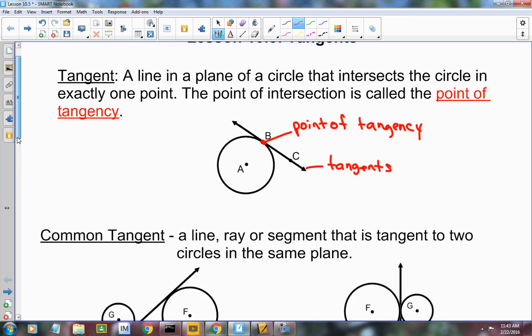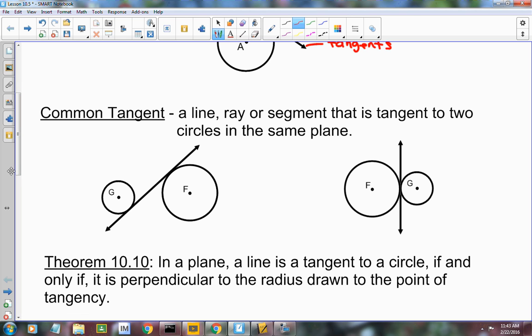All right, and we can have common tangents. And a common tangent is when a line intersects two different circles. So like it can be circle F and circle G here. This is a common tangent. It intersects circle F here and circle G here. Here you got this one line that's tangent to both circles. They're just kind of side by side here. So that's what a common tangent is.